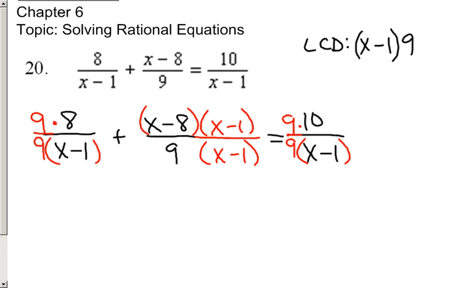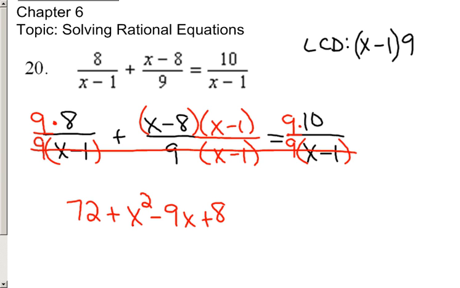Once I have all of the denominators the same in a rational equation, if I were to multiply both sides of the equation to get rid of the denominator, they would essentially all cancel out. So I'm left with just the numerators to multiply, combine like terms, and solve. So 9 times 8 is 72. X minus 8 times x minus 1 multiplies to x squared minus 9x plus 8, and this is equal to 90. Since this is a quadratic equation, I need to set it equal to 0.